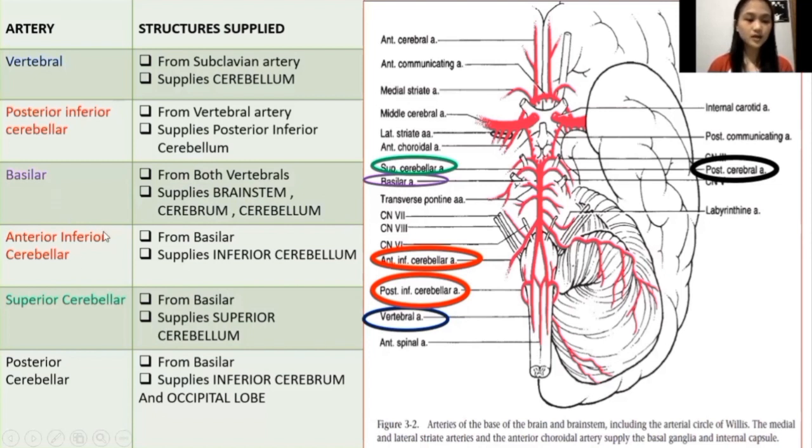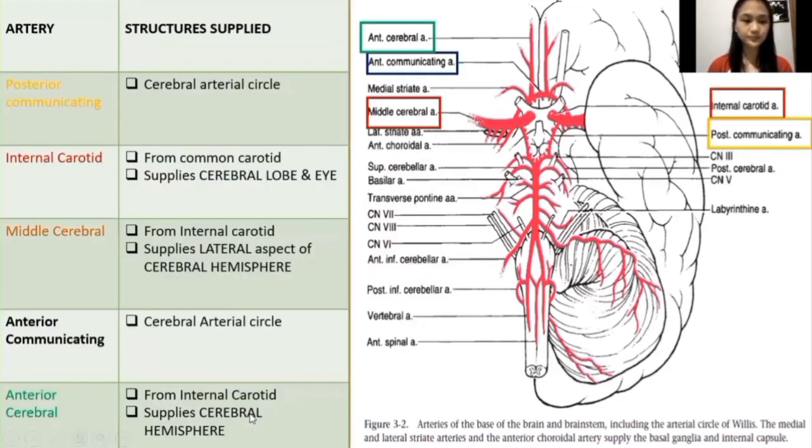Its branches are the anterior inferior cerebellar artery that supplies the inferior cerebellum, the superior cerebellar artery that supplies, of course, the superior part of the cerebellum, and the posterior cerebral artery that supplies the inferior cerebrum and the occipital lobe.